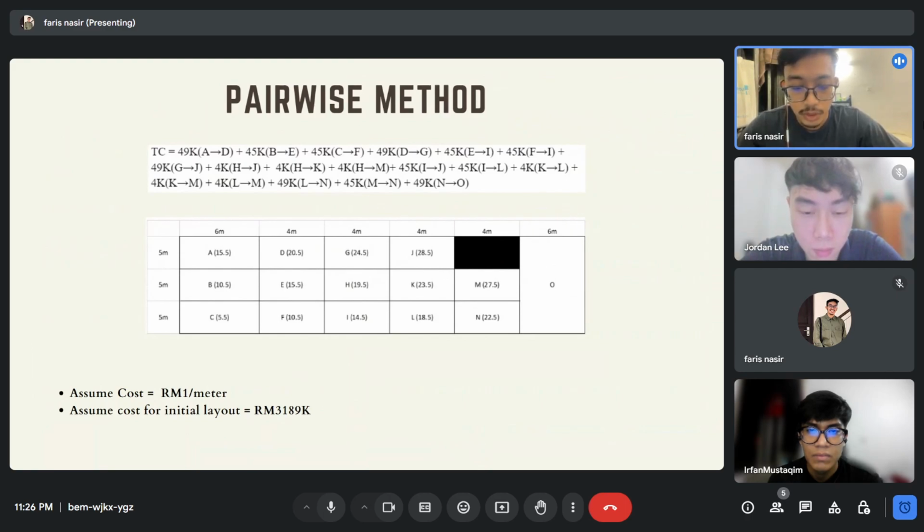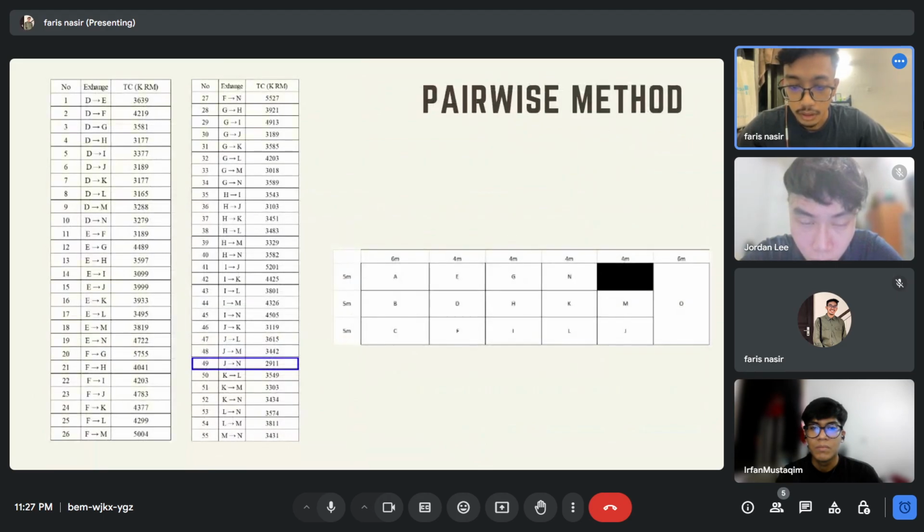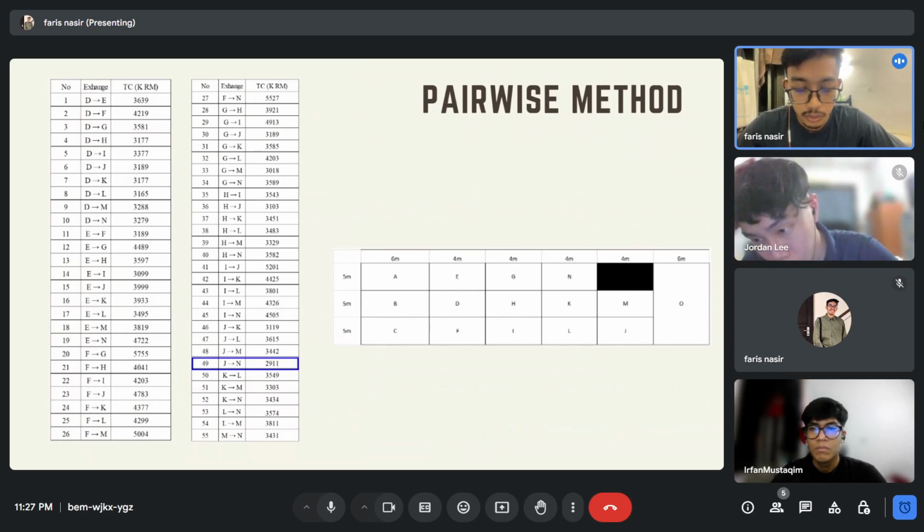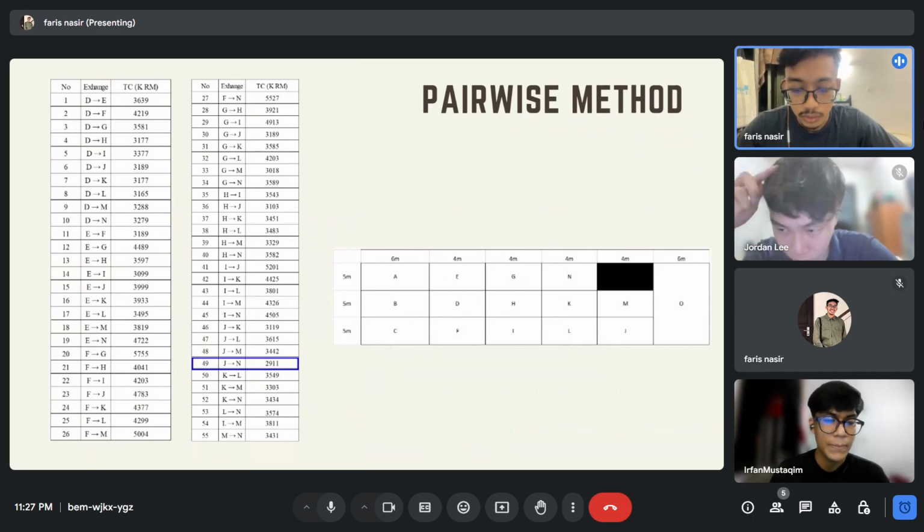So for the PAYWAS method, we assume the cost is RM1 per meter, and we also assume the cost for the initial layout is 3,189 ringgit. And then this is the result that we have identified. Based on the result, we are able to obtain that the lowest total cost is on the exchange between workstation J and workstation N, with the total cost being 2,911 ringgit.